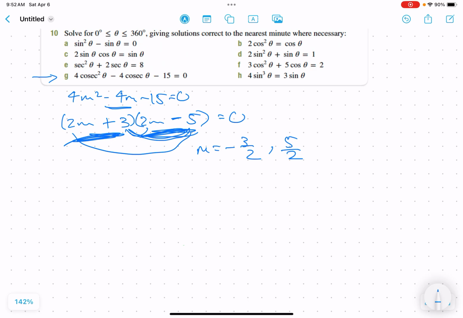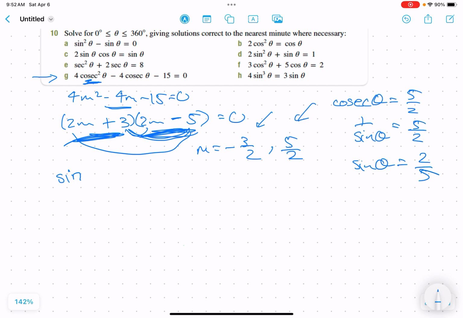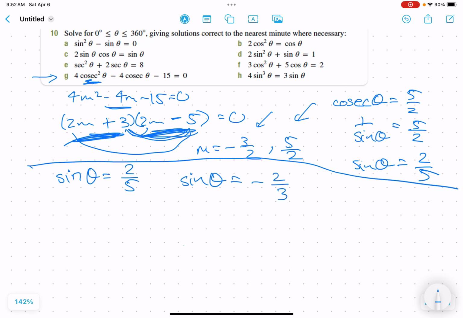So I'm solving for... what am I solving for? So this is in cosec. So I'm solving for where cosec equals negative 3 on 2 and cosec equals 5 on 2. Remember cosec, third letter S, is just the reciprocal of sine. So if I tip everything, what I'm saying is cosec theta equals, for example, 5 on 2. But that is the same as 1 on sine theta equals 5 on 2. So if I tip it upside down, I'm getting sine theta equals 2/5. Right, so that's what I'm solving, and I'm also solving sine theta equals, tip this upside down, negative 2/3. Okay, so that's what I'm solving for.